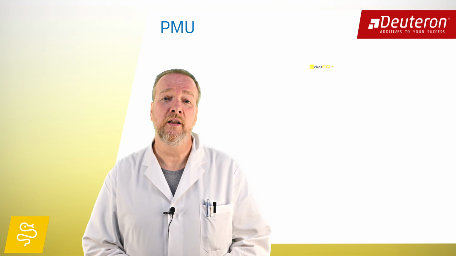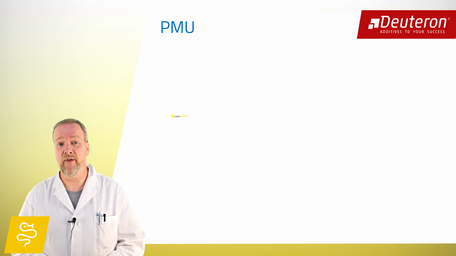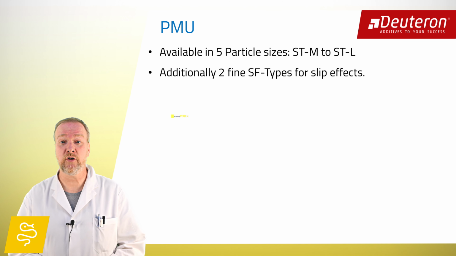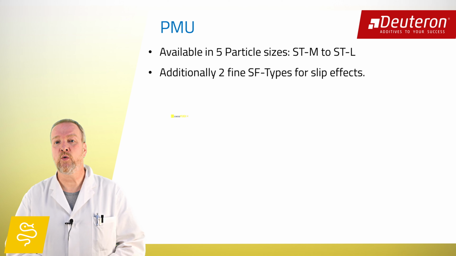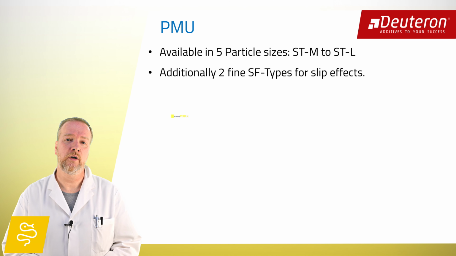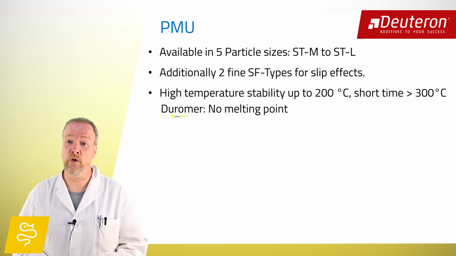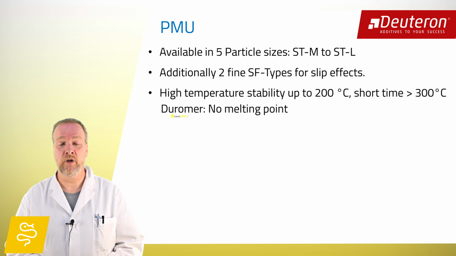Now we are nearly finished with this tutorial. I will summarize the properties and benefits. The PMU texturing agents are a toolbox with high performance in different applications. These texturing products have the same base properties like the other PMU-based products. They are relatively fine powders, available in 5 particle size distributions. Deuteron SF products are actually the finest ST variants, rather for slip and surface protection. They have high temperature stability up to more than 200 centigrade and for short times above 300 centigrade.